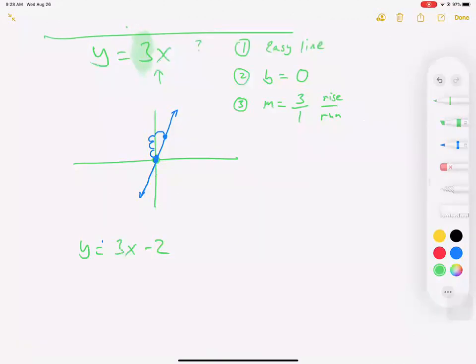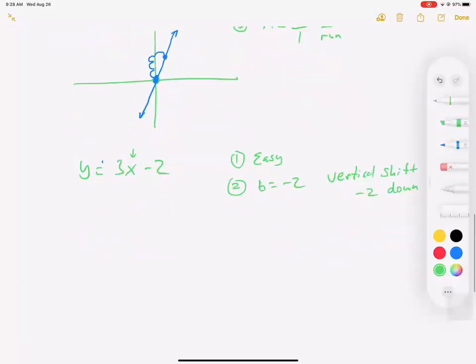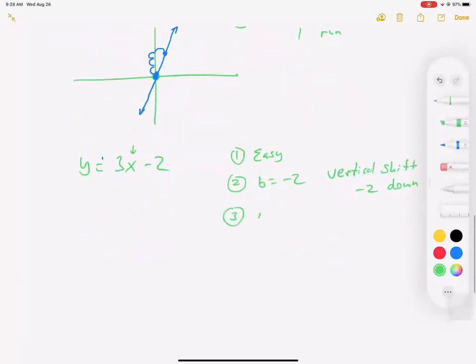So let's look at our characteristics. 1, this is an easy line because this is just a simple x. 2, our b value is -2, so our vertical shift is 2 spaces down. And our slope has not changed. It's still going to be 3/1.